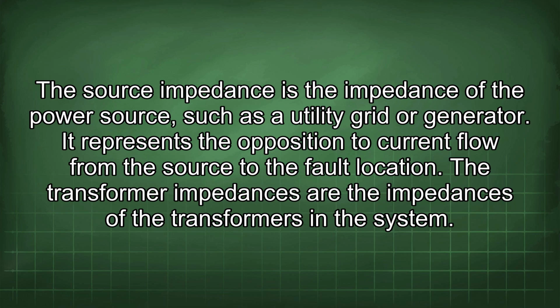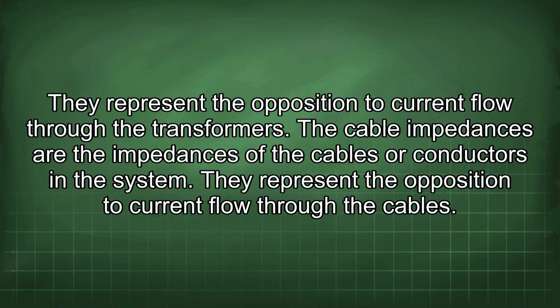The source impedance is the impedance of the power source, such as a utility grid or generator. It represents the opposition to current flow from the source to the fault location. The transformer impedances are the impedances of the transformers in the system. They represent the opposition to current flow through the transformers. The cable impedances are the impedances of the cables or conductors in the system. They represent the opposition to current flow through the cables.